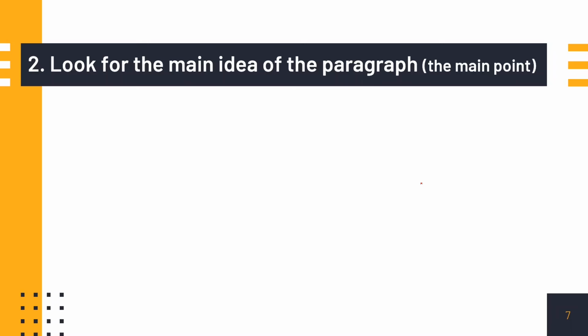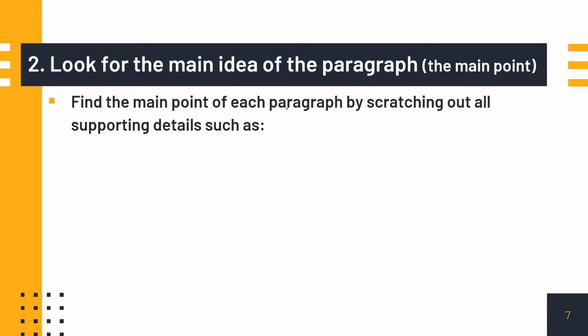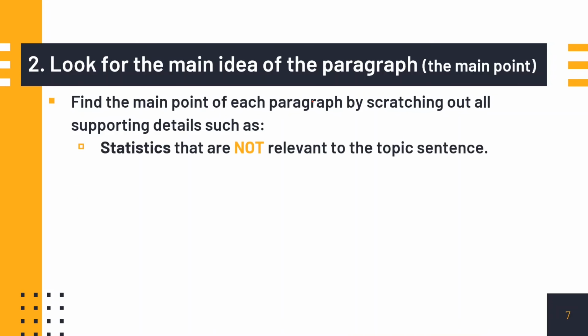Step number 2 is to look for the main idea of the paragraph or the main point, and we find the main point by scratching out all supporting details such as statistics that are not relevant to the topic sentence. There could be statistics that are relevant and would therefore count as a main point, but you have to determine whether the statistic is relevant to the topic sentence or whether it is not relevant.